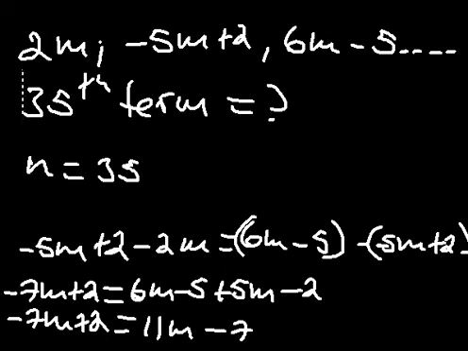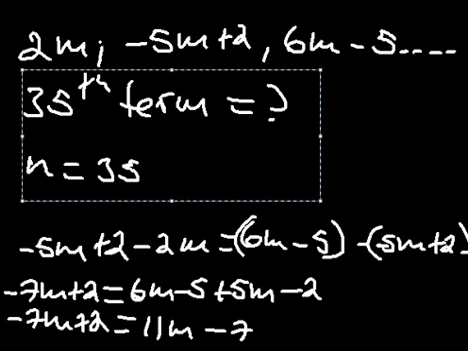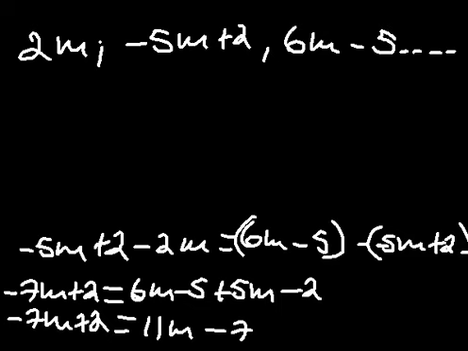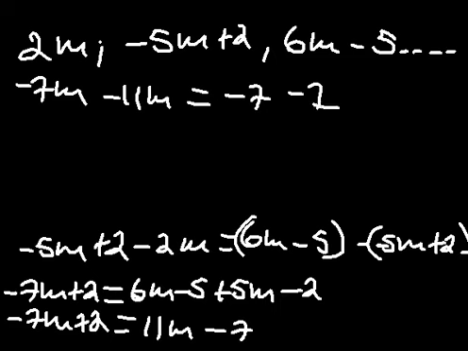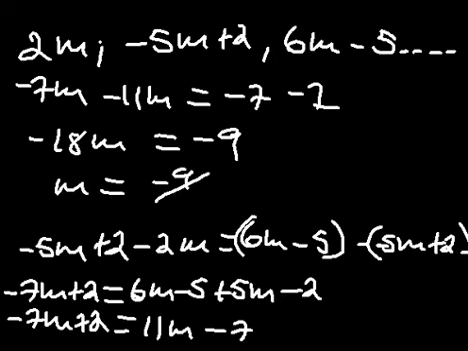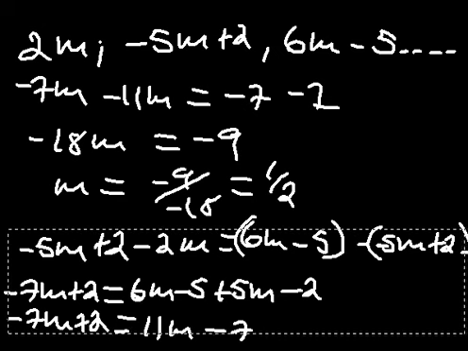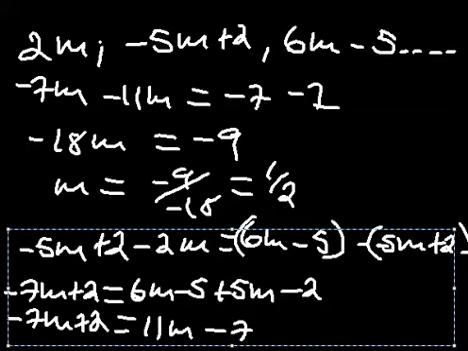So take note of that. In this case we'll have negative 7m minus 11m, which is equal to negative 7 minus 2. So we have negative 18m, which is equal to negative 9. So now we'll have m given as negative 9 over negative 18, which is the same as 1 over 2. So that is the value of m. You should have to know.